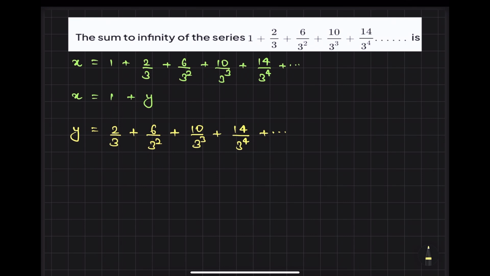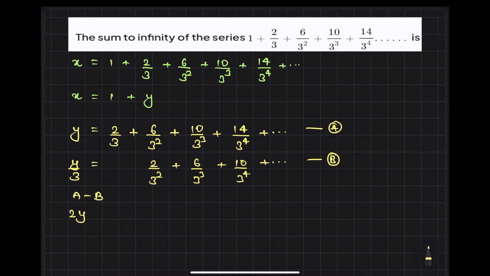So if you observe, you will find out that the common ratio is 1 by 3. So multiply by 1 by 3. Then we will have 2 by 3 square, 6 by 3 cube, 10 by 3 power 4 dot dot dot. What we have to do, we have to subtract, and we have to keep on doing this till the time we get a proper GP. Okay, so let's subtract a minus b.